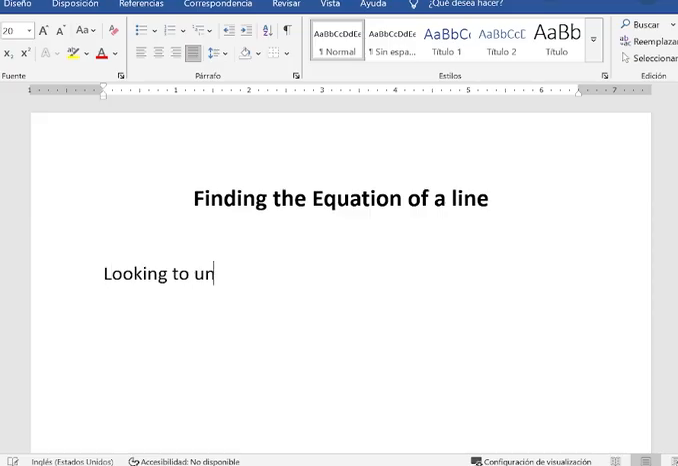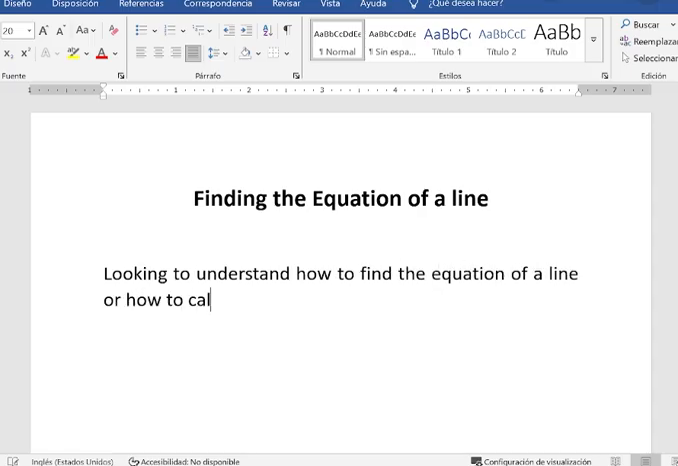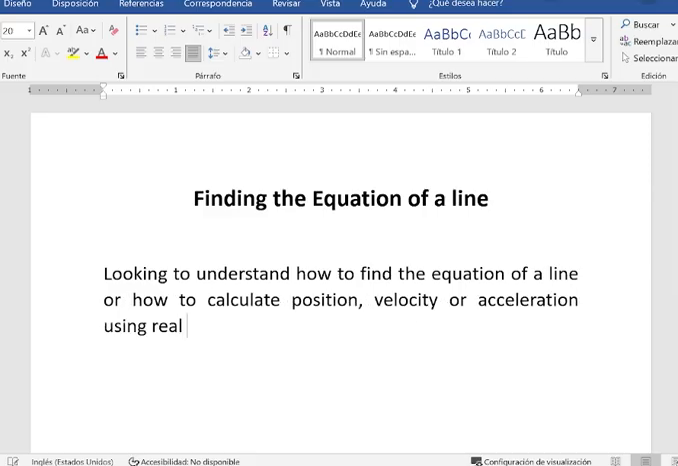Looking to understand how to find the equation of a line or how to calculate position, velocity, or acceleration using real life data? Well, if that's the case, welcome to Math Tutorials 82, where we master together the skills that will set you up for success. So, how are we going to do this?